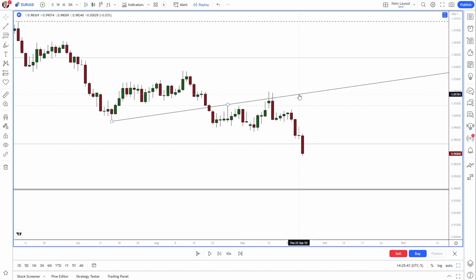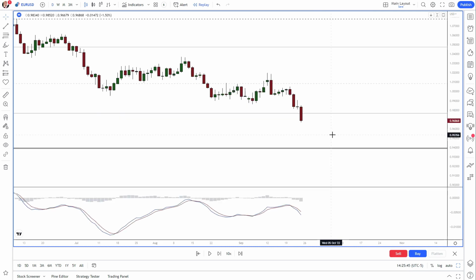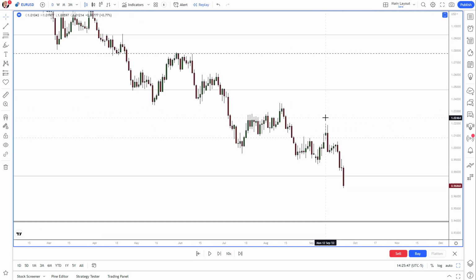All right, so that's one strategy that I've been using for many years to identify optimal support and resistance levels using trend lines.